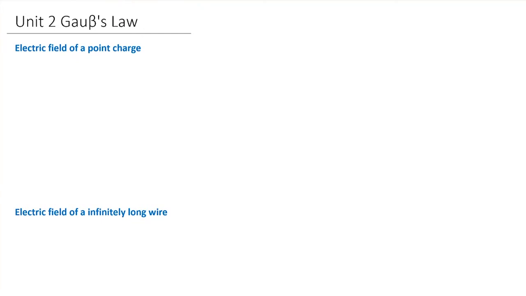Today we are talking about Gauss's law. This is probably the most confusing section in all of Physics C. So let's talk about it, but I like to do a quick review of the electric field of a point charge, an infinitely long wire, and an infinitely large plane. We did this somewhat last time, but it's a good review, so let's do it.